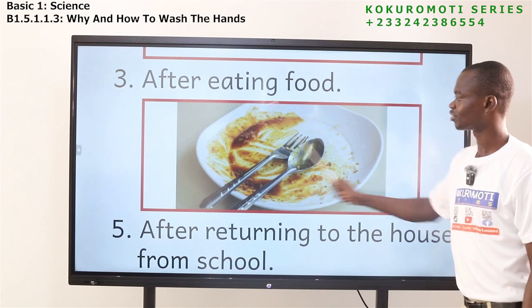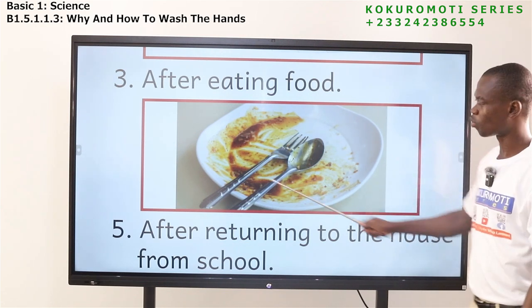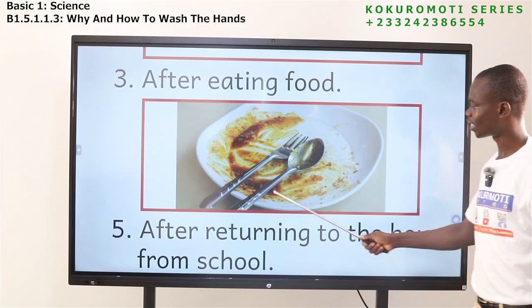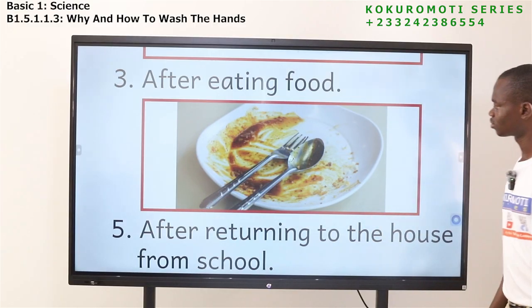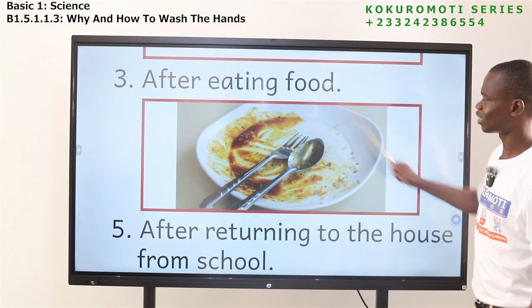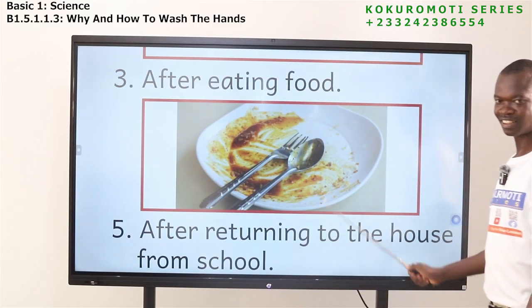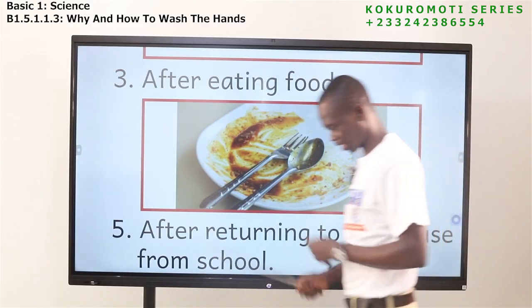Now, what do you see here? I can see an empty bowl. We have what? Spoon and what? Fork here. Spoon and fork. You see, there is no food inside the bowl. It means the person has what? Finished eating. So when do we wash our hands?